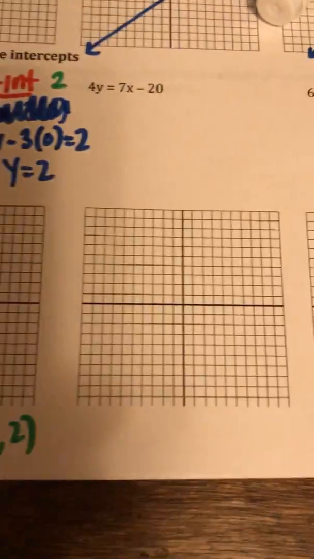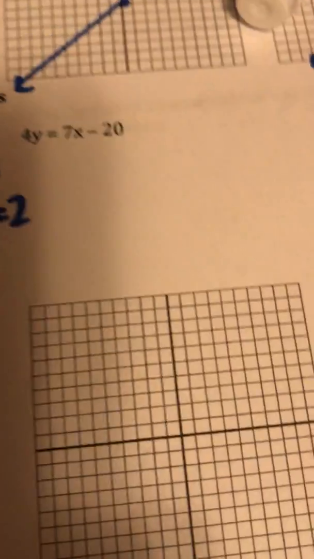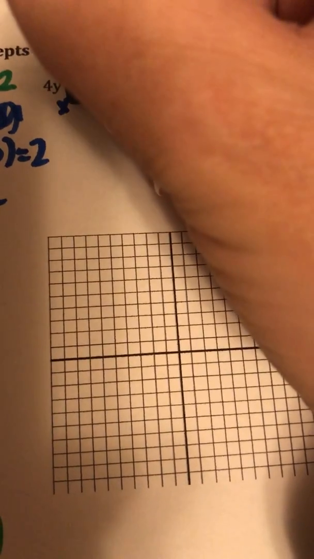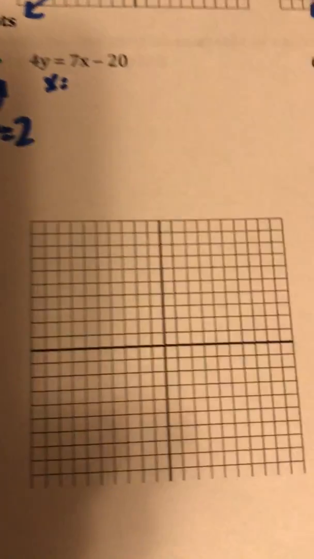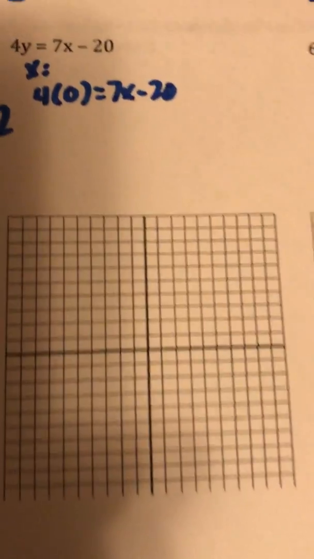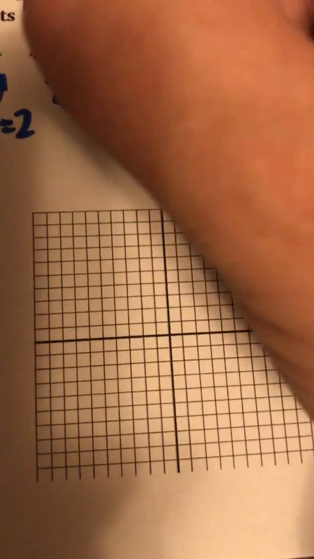All right, let's see if I can make this one a little bit neater for you. We do our x-intercept first. To find our x-intercept, we set y equal to 0. So we have 4 times 0 equals 7x minus 20. In this case, this ends up to be 0.